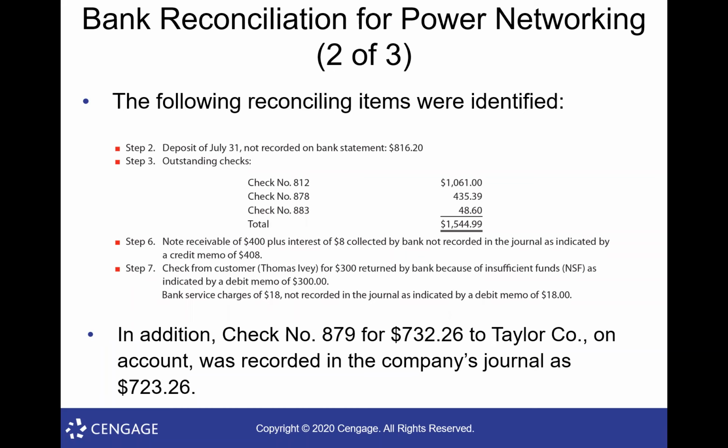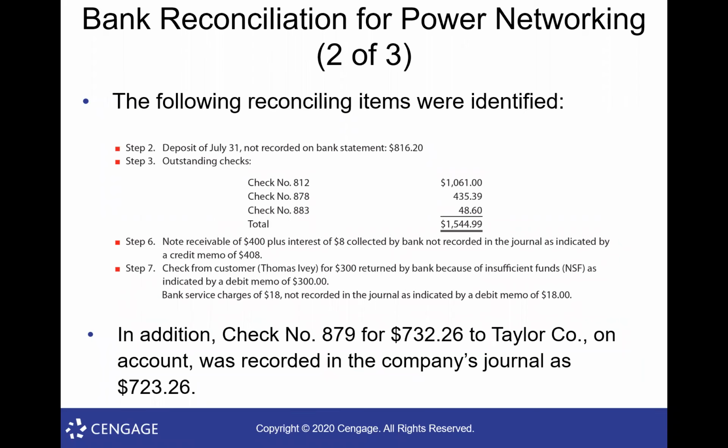So they add that in. Then they have outstanding checks. These are checks they've written. So they have a record of them in their cash record, but they're not yet on the bank statement. We also find there's a note receivable of $400 plus interest of $8 that the bank collected on our behalf. So that's things we didn't have in our books yet. And then there's a check from a customer that was returned by the bank because of insufficient funds.